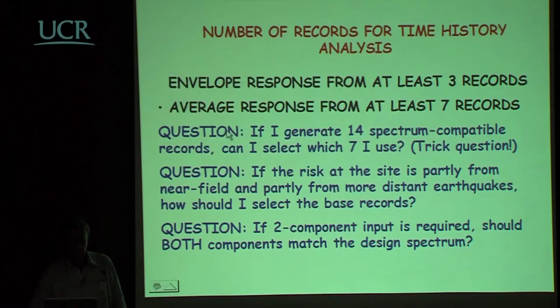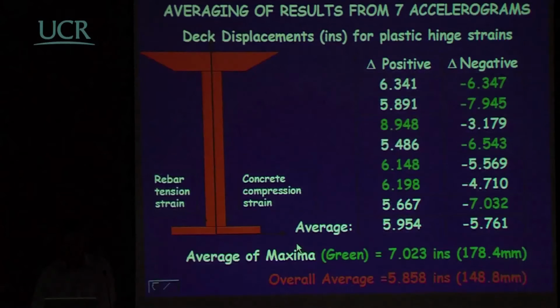So a question associated with that would be, okay, I need at least 7 records, but if I generate 14 spectrum compatible records, can I select which 7 I use? And I think that most of you would say, well, no, you can't do that because you're going to take out perhaps the 7 least intense ones or something like that, and that you're manipulating the response. However, it's a trick question, and we'll see, because this is what people do all the time without recognizing it. We won't bother about the other 2 points because I'm not going to talk about them just now.